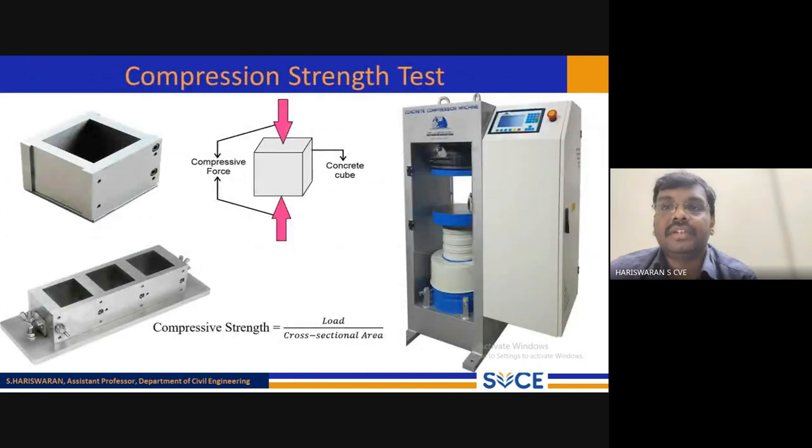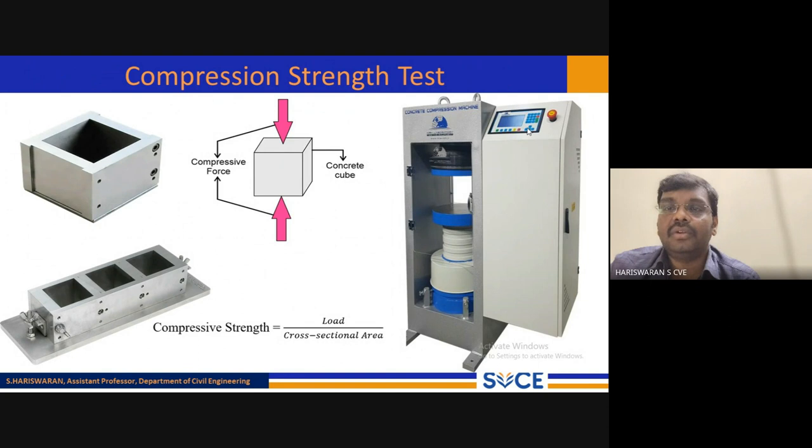Yes. Like this, the part on the left is called a cube mold. The internal dimension is 150 cross 150, and the height is 150. Then after the 28 days, we get a cube-shaped specimen that must be kept on the step of the compression testing machine. This concrete compression testing machine is exclusively for conducting the compression test. This can also be conducted in a normal UTM, universal testing machine.